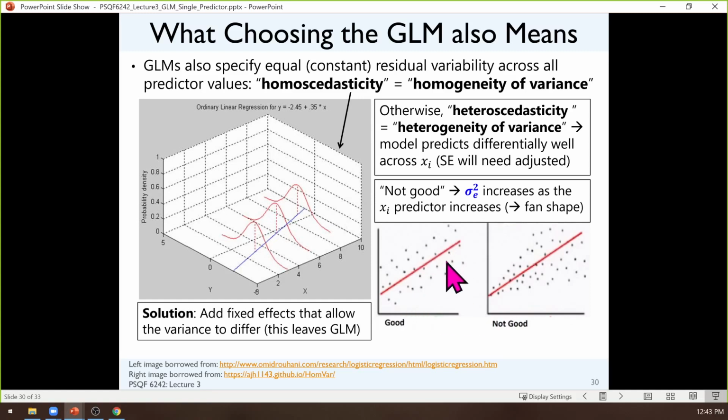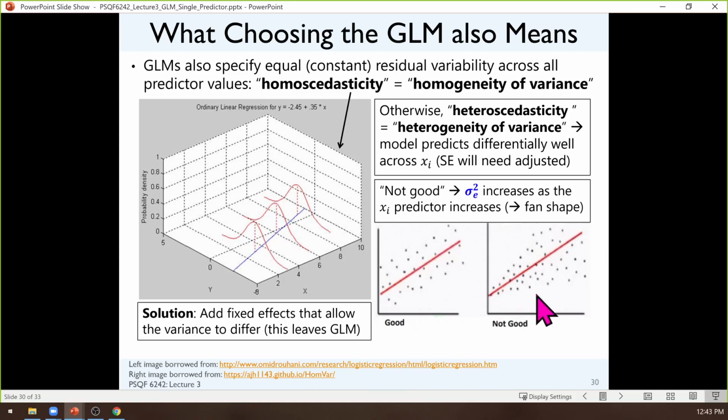Why it's good is that the points are equally dispersed around the line. It's flat and it's even. So there's no point on the line at which the line stops working as well. In contrast with the not good picture, this fanning shape, as it's called, implies that the line works less well the further up you go on X, that there's more unexplained variability amongst the high X cases than the low X cases.